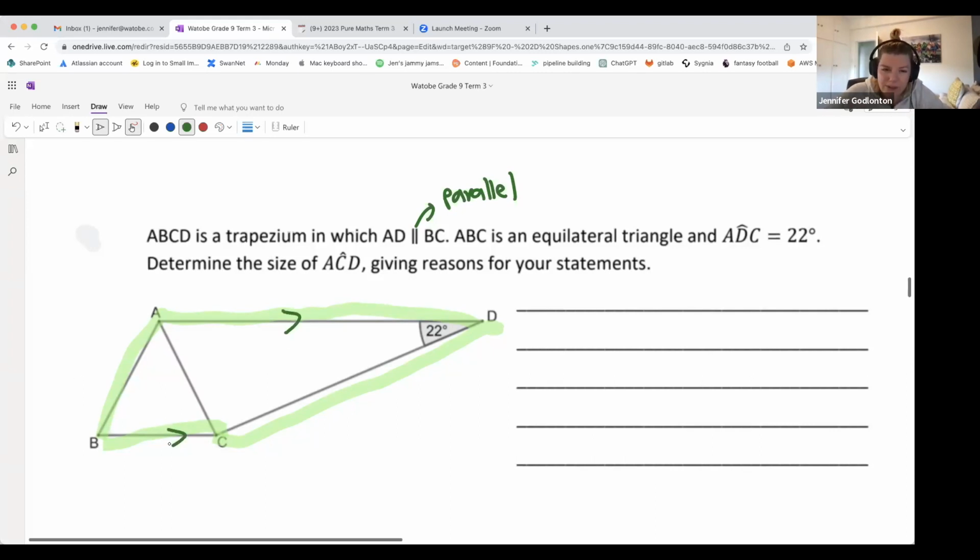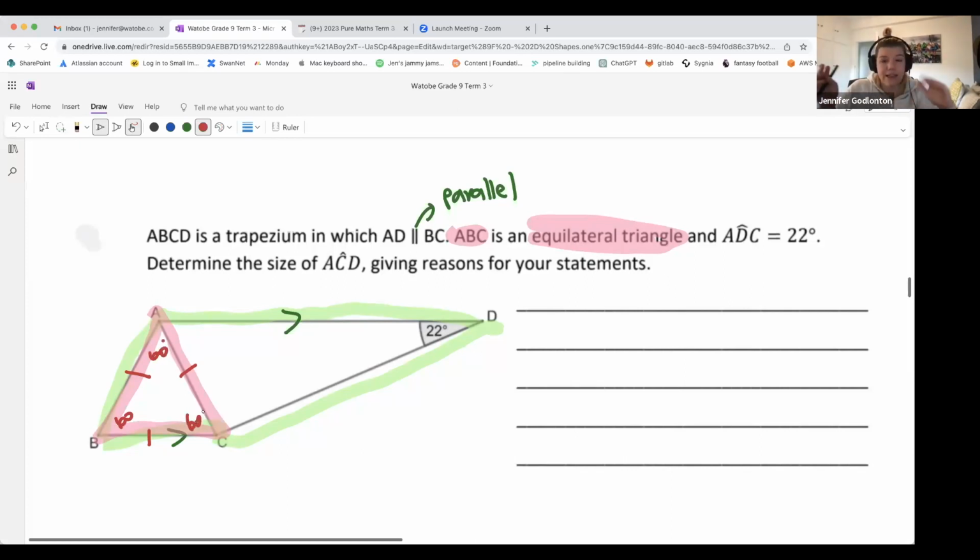Okay, they're also telling us some more information though, because they've said now ABC is an equilateral triangle. What does it mean for it to be an equilateral triangle? So what does that mean? 60s. Yes, all of them are 60s. And all sides are equal. Beautiful. So that side's equal to that side, which is equal to this side. And we know all of our angles are 60 degrees.